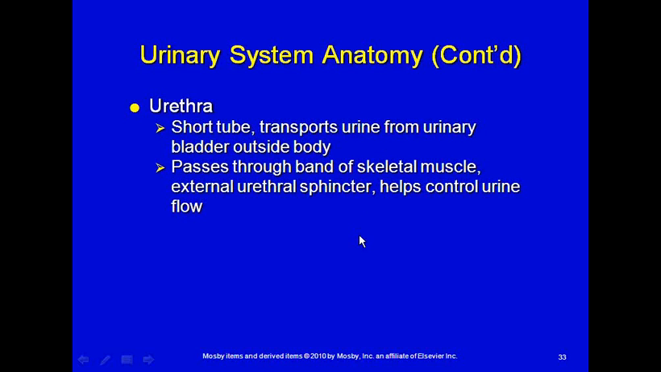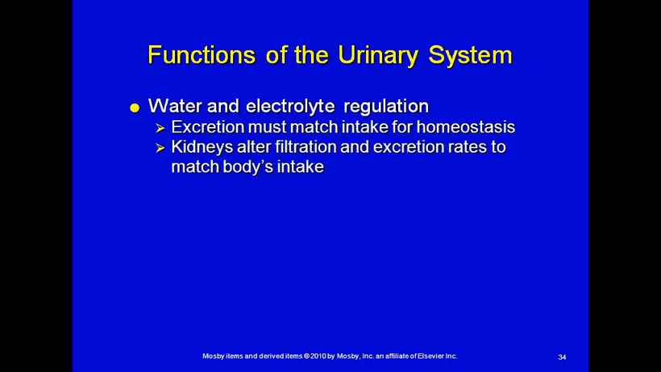The urethra is a short tube that transports the urine from the bladder to outside the body. It passes through a band of skeletal muscle, and the external urethral sphincter helps control the flow of urine. When that relaxes upon the sensation that your bladder is full, urine is allowed to drain out of the bladder as the bladder itself contracts.